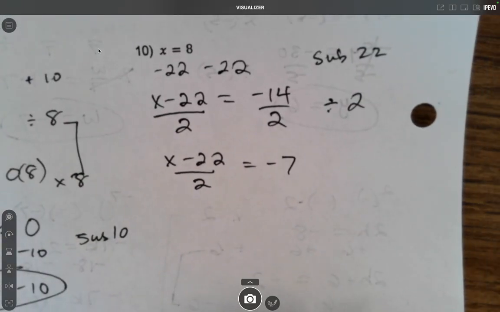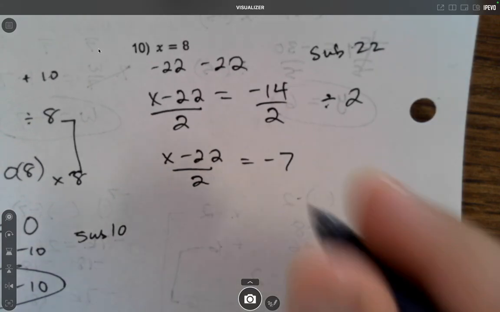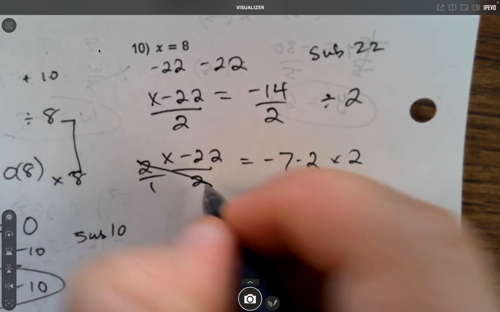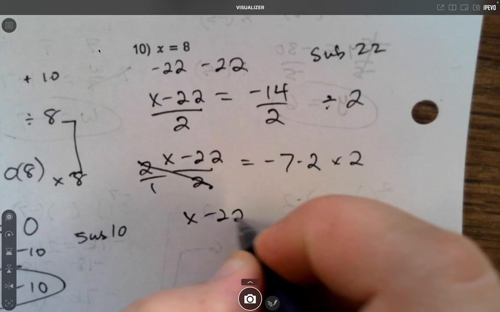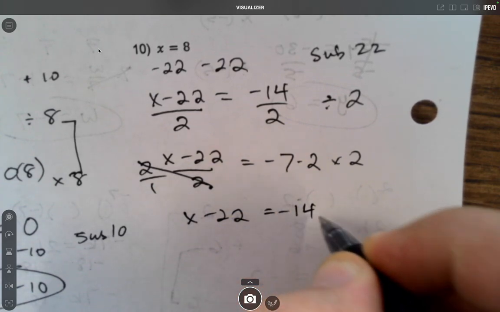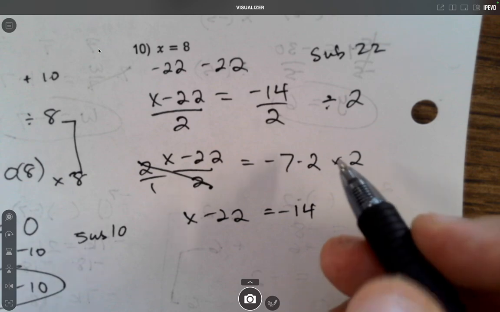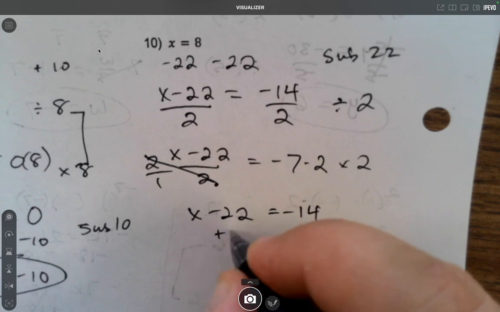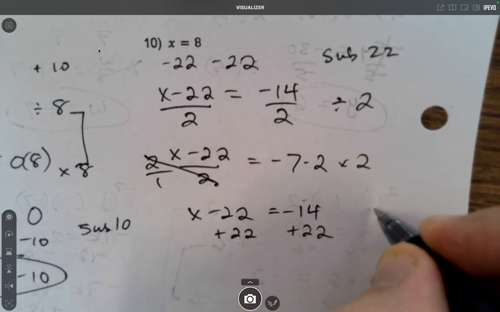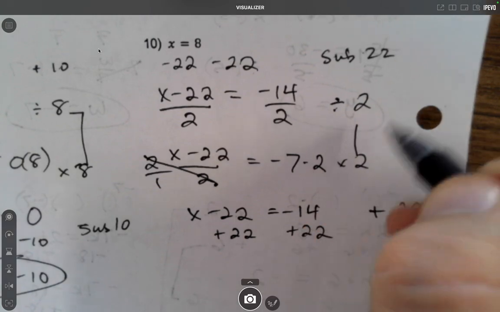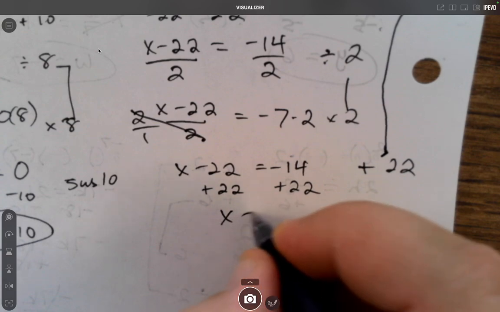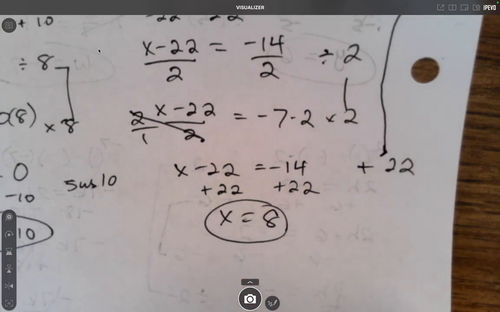Okay, here he first subtracted 22, then divided by 2. So we need to do the opposite of that. We need to start by multiplying by 2. Here, the 2's cancel. 2 divided by 2 is 1. Negative 7 times 2 is negative 14. So we still have x being subtracted by 22, which is the first thing he did. So to undo that, we'll need to add 22 to both sides. So these two cancel out, these two cancel out, and negative 14 plus 22 is 8.